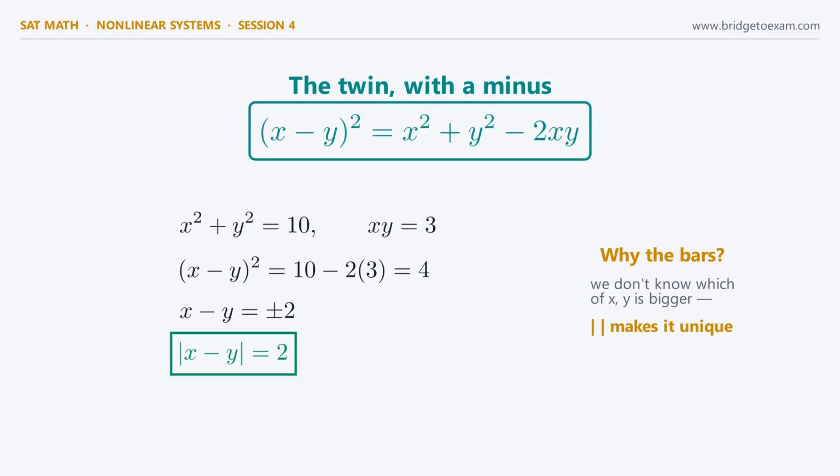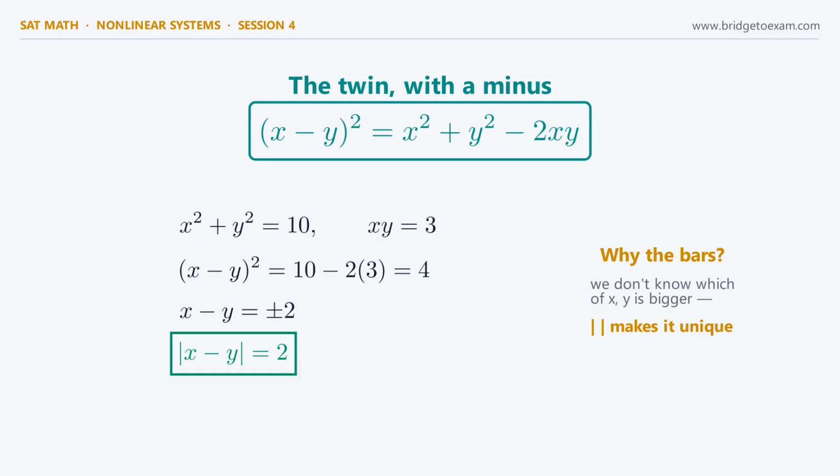Try it. If x squared plus y squared equals 10 and xy equals 3, what is the absolute value of x minus y? x minus y squared is 10 minus 2 times 3, which is 10 minus 6, which is 4. So x minus y is plus or minus 2, and the absolute value is 2.